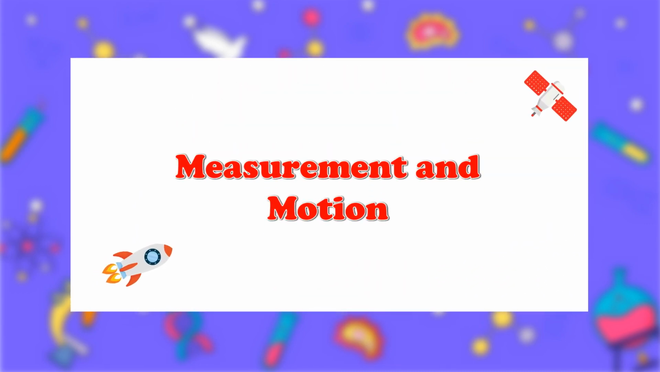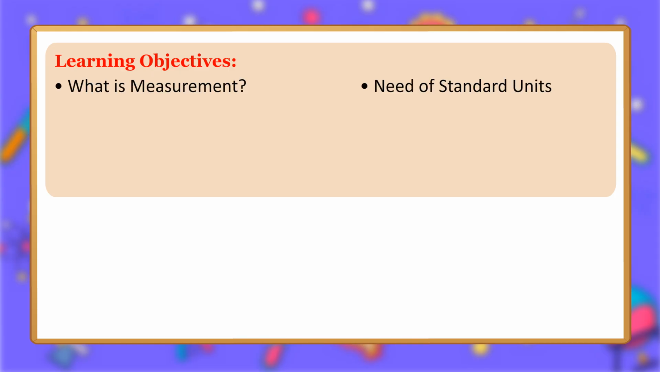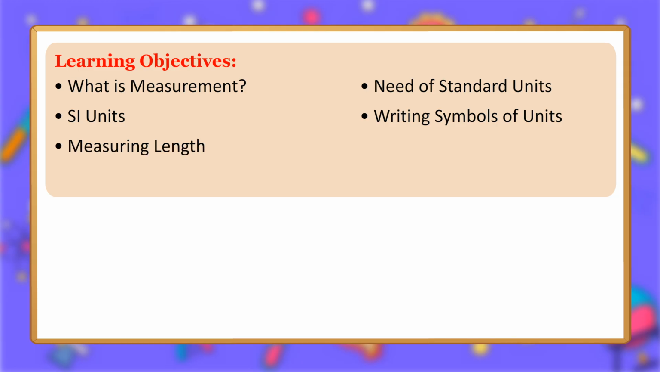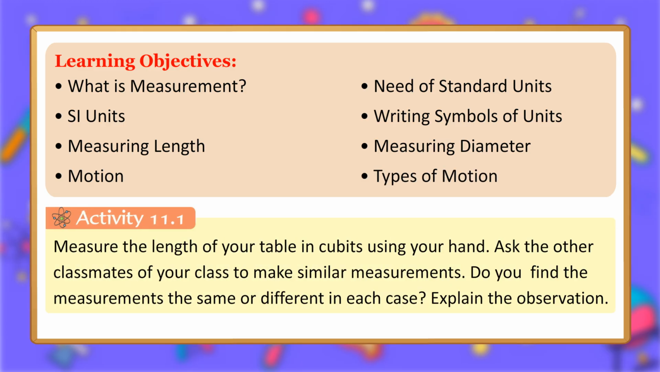Measurement and motion. Learning objectives. What is measurement? Need of standard units. SI units. Writing symbols of units. Measuring length. Measuring diameter. Motion. Types of motion.